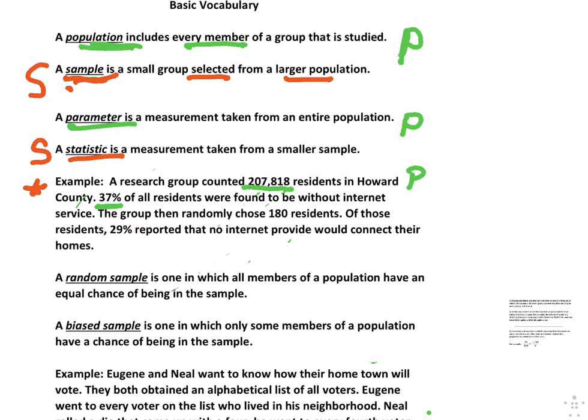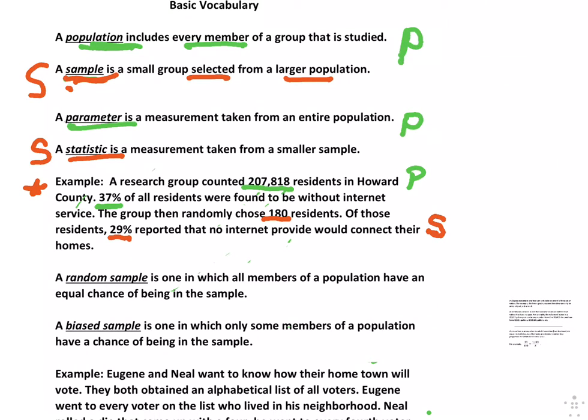In contrast, when we take a smaller group from the entire county, 180 residents, and we measure 29% of them to say they have no internet provider, well, those are what we call statistics. Those are numbers that come from a smaller sample.